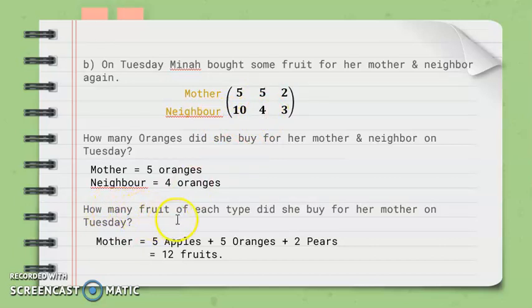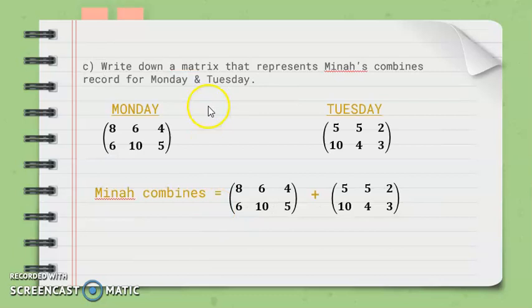Next, how many fruit of each type did she buy for her mother on Tuesday? So on Tuesday, Mina bought her mother 5 apples, 5 oranges, and 2 pears. So the total number of fruits that Mina bought is 12 fruits. Okay, so the last one.